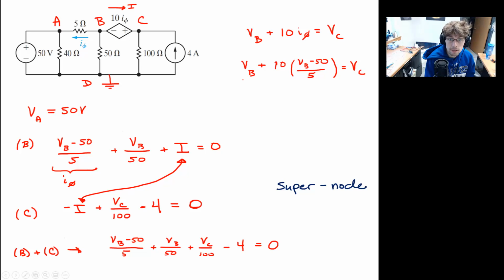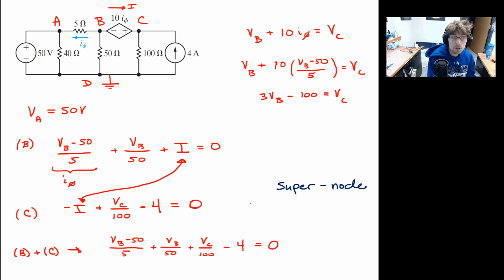We could go ahead and simplify this. We have something that tells us 3VB minus, okay, 50 divided by 5 is 10, 10 times 10 is 100. So we get 3VB minus 100 equals VC. There we go. Cool, huh?